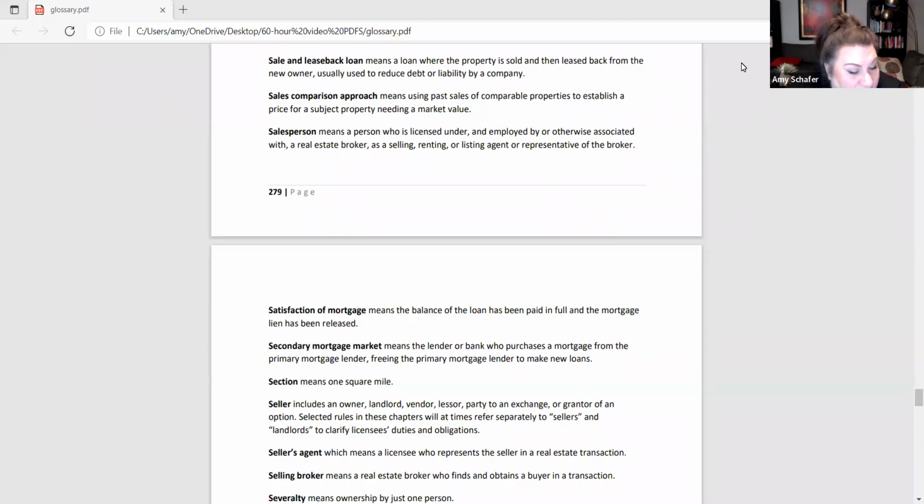We are now into S through Z, our last section of glossary items. I want to start off with the sales comparison approach. This is where we use comparable sold data to help us establish a price for a subject property. This is where you maybe make those adjustments, and the adjustments that you make are always to the comparable sale, not to the subject property.